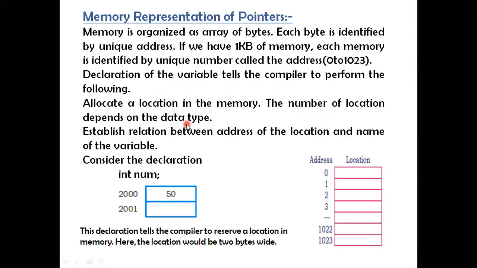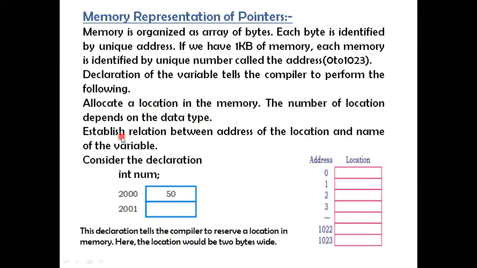If I am going with the data type character, it is going to occupy how many bytes? 1 byte. If I'm going with the integer data type, how many bytes? 2 bytes. For long, 4 bytes. For double, sorry, 8 bytes. For integer, 2 bytes. It all depends upon the data type. Once again, I'll read this one. Allocate a location in the memory. The number of locations depends on the data type.